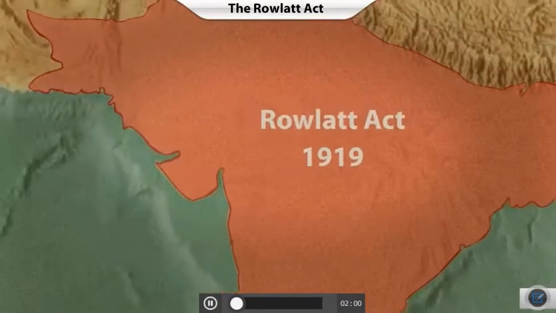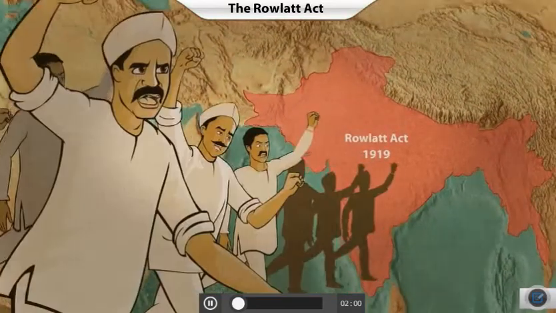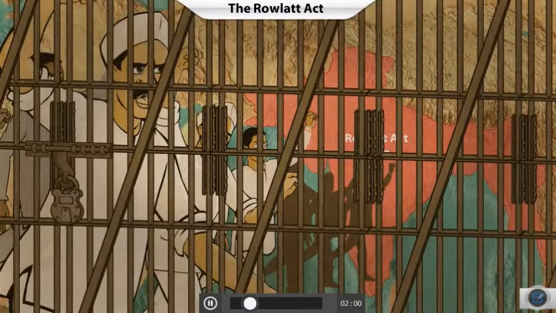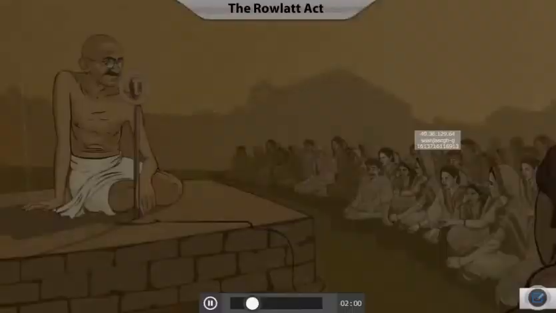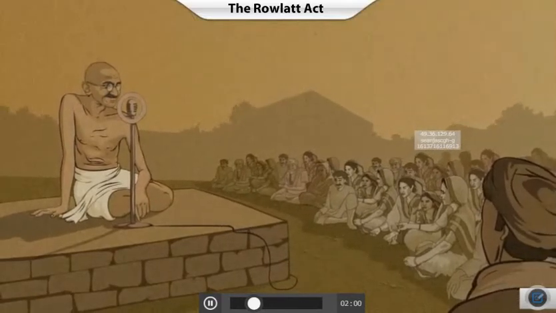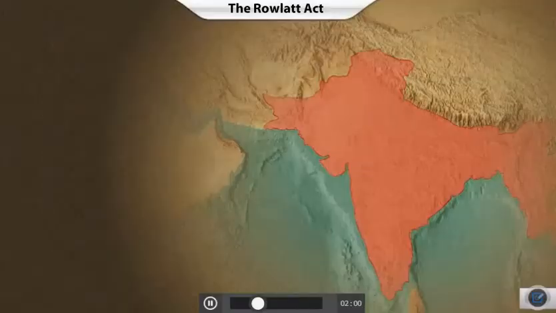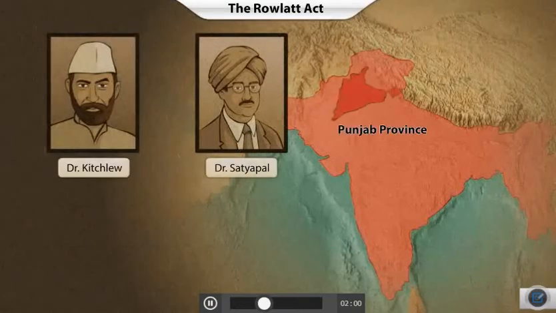In the year 1919, the British government passed an act meant to put an end to anti-government activities of Indians. This act was known as the Rowlatt Act. It gave the British the power to arrest any Indian without a trial. Mahatma Gandhi called for an all-India strike to protest against this act. In the course of the strike, two national leaders, Dr. Kichlu and Dr. Satyapal, were arrested in the Punjab province.